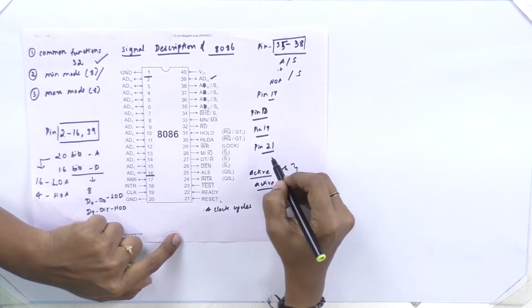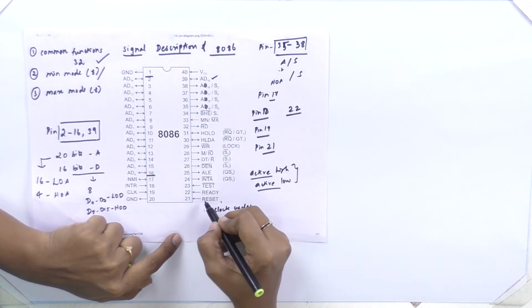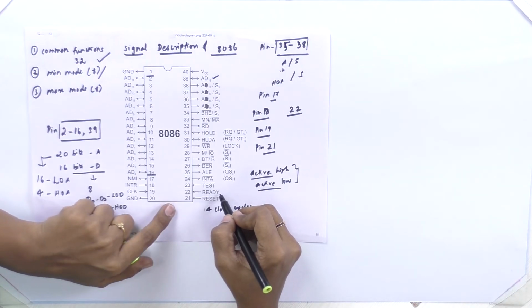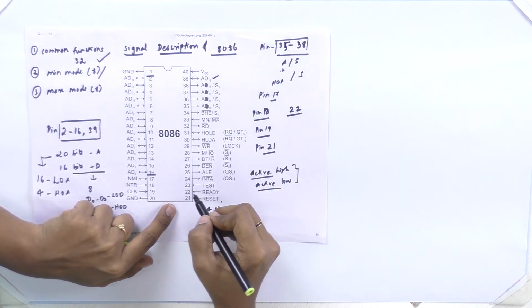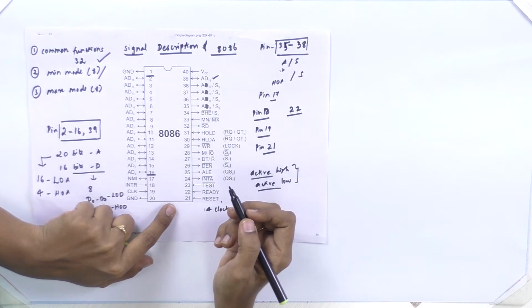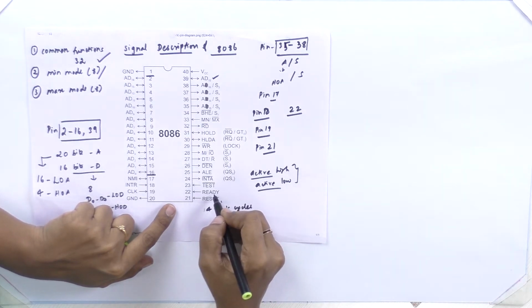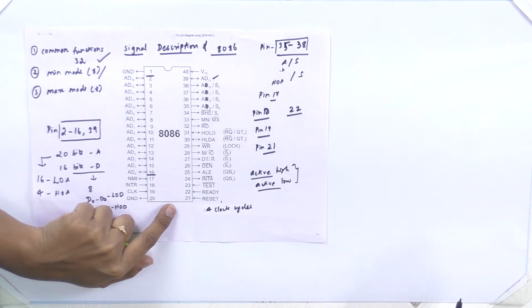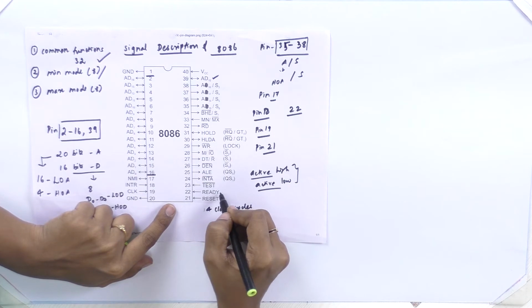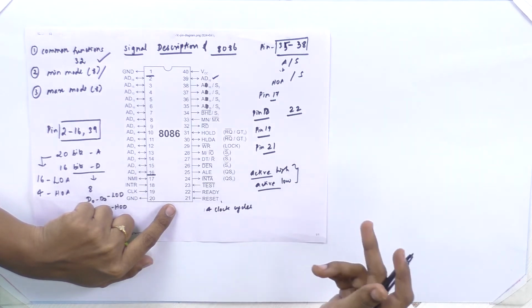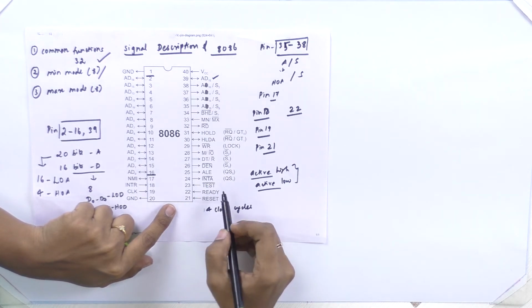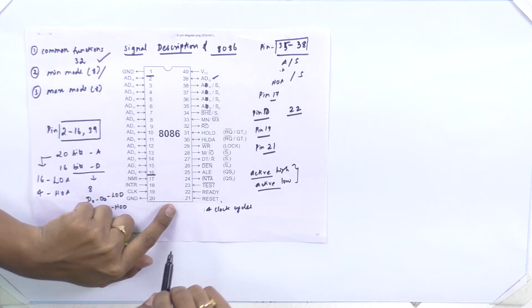And next is pin number 22. Pin number 22 is called the ready pin, and this ready pin is used to indicate that the slower IO are ready to transfer data with the 8086 processor. It is also an active high pin. When this ready pin is active high, then the slower peripherals are able to transfer data to and from the 8086 processor. When it's low, then the processor will be in the wait state.